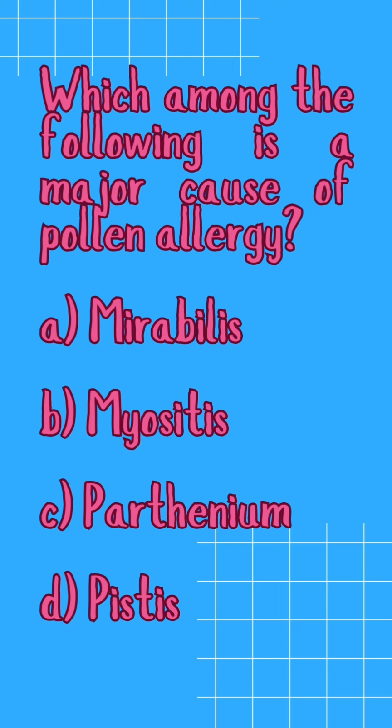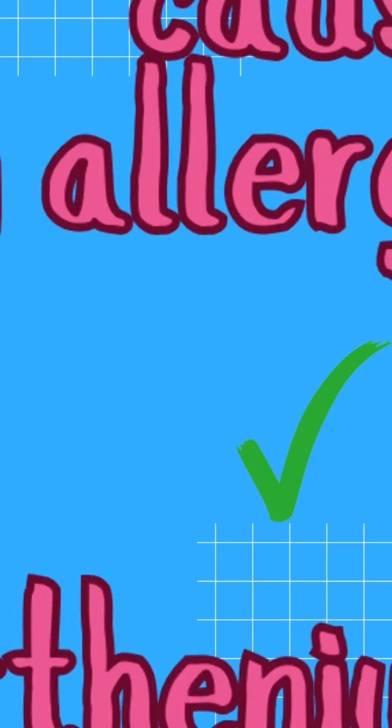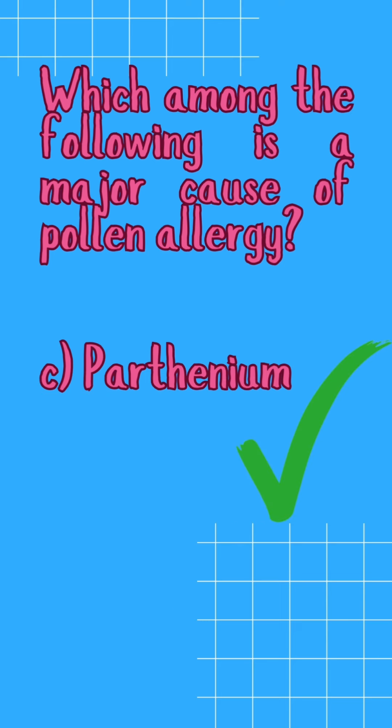And obviously the cause of pollen allergy will be Parthenium, and that is option C. Parthenium is a major cause of pollen allergy in India. People are suffering from that, and whenever you are hit with pollen allergy, the very first symptoms are the obvious allergic symptoms like sneezing, runny nose, watery eyes. And sometimes people even get suffocation. That's a severe one.